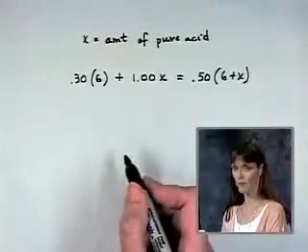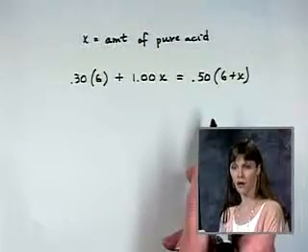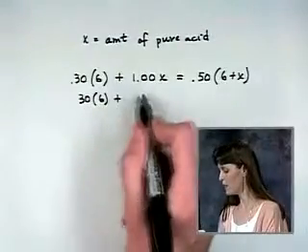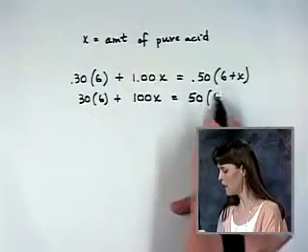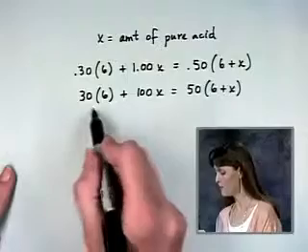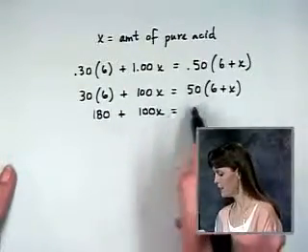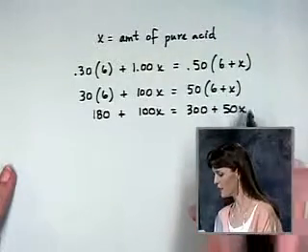In order to simplify matters, I'm going to multiply both sides of this equation by 100. That will give us 30 times 6 plus 100x equals 50 times 6 plus x. Now we can multiply out in order to simplify the equation and solve for x. Multiplying 30 times 6 gives 180 plus 100x equals, distributive property here gives us 300 plus 50x.